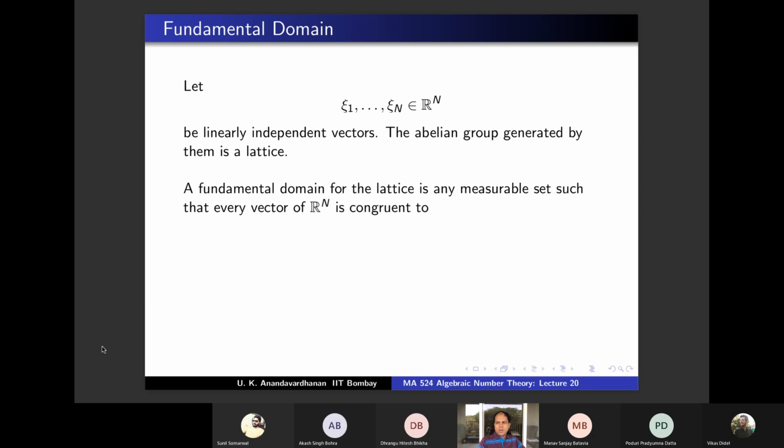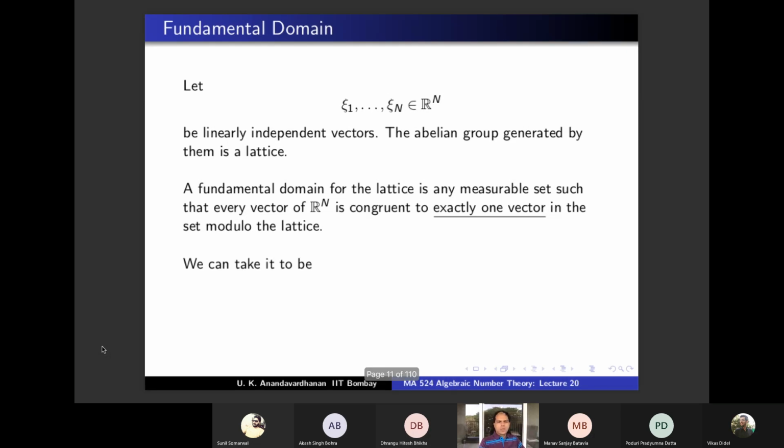and there's only one representative. There cannot be more than one representative for a point. Okay, so everything is congruent to exactly one vector in the set modulo the lattice. Okay, so we can take it to be, this will be the standard thing to do. You can take the linear combinations t1 xi1 plus etc. plus tn xin, where the ti is varying between 0 and 1, including 0 and excluding 1, so that repetitions will not come. Okay, so you can think of, in the real line, if you take integers as the lattice, then of course closed at 0, open at 1, that is this set.